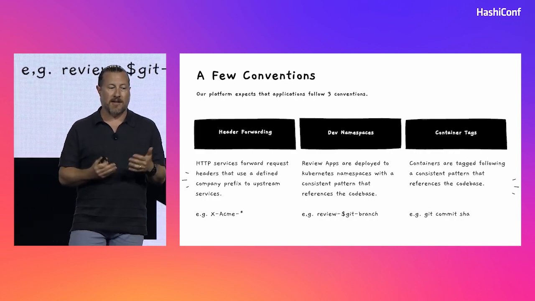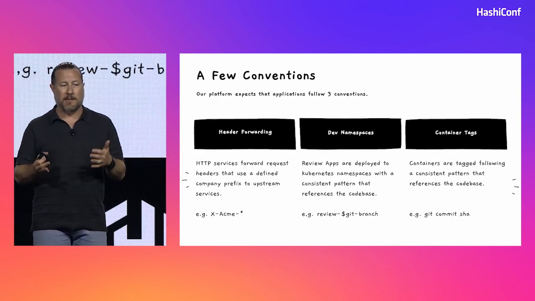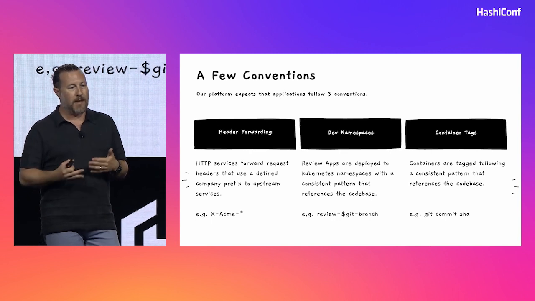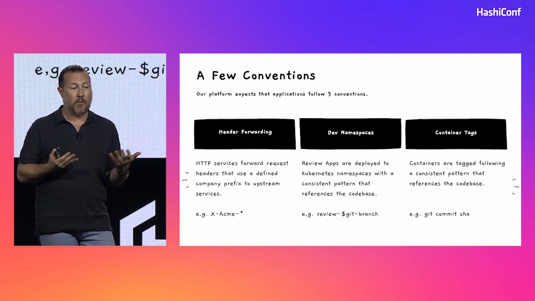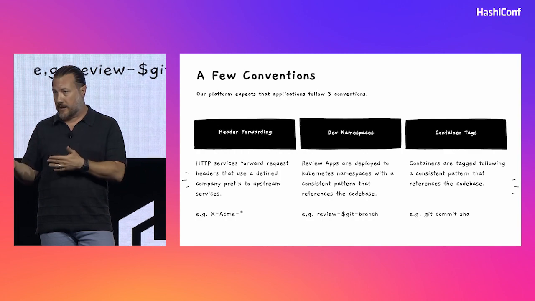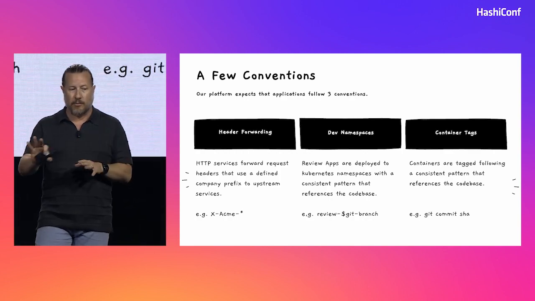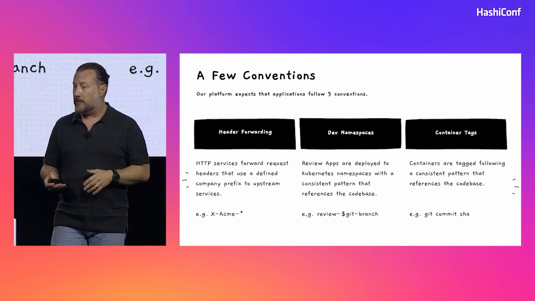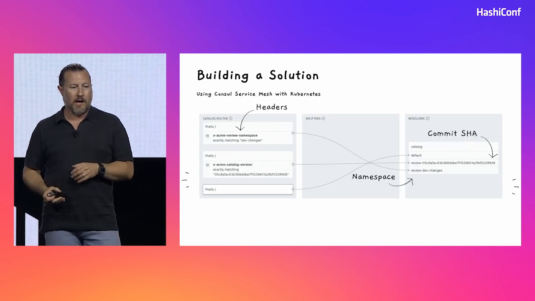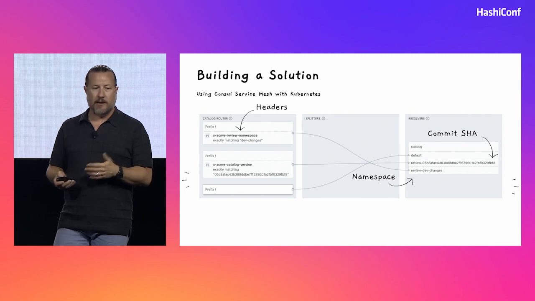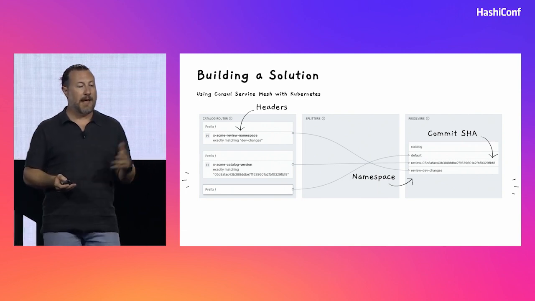Our second convention is that all review apps are deployed to Kubernetes namespaces prefixed with review. In order to have consistent namespaces, we're using review followed by the Git branch. And our final convention is that application containers are built on every push to GitHub, and they're tagged by the Git commit SHA. With these 3 conventions in place, we can implement routing to one or more review apps anywhere in the stack.